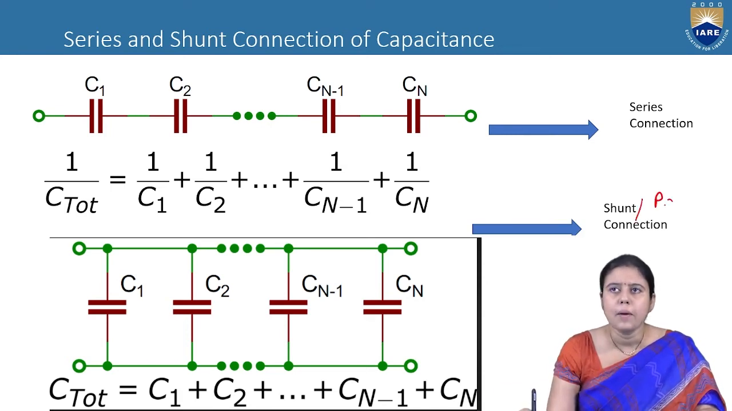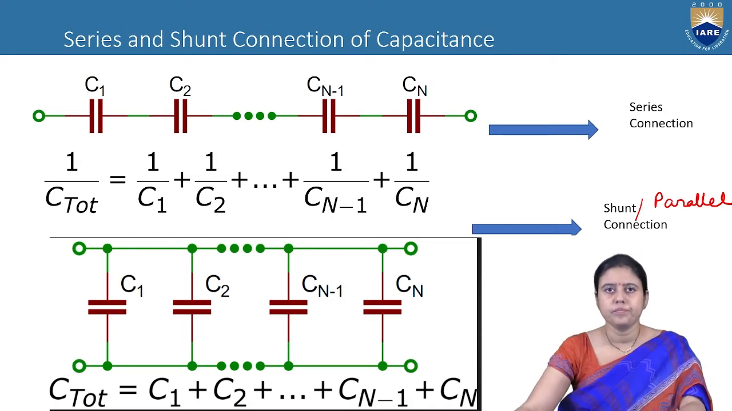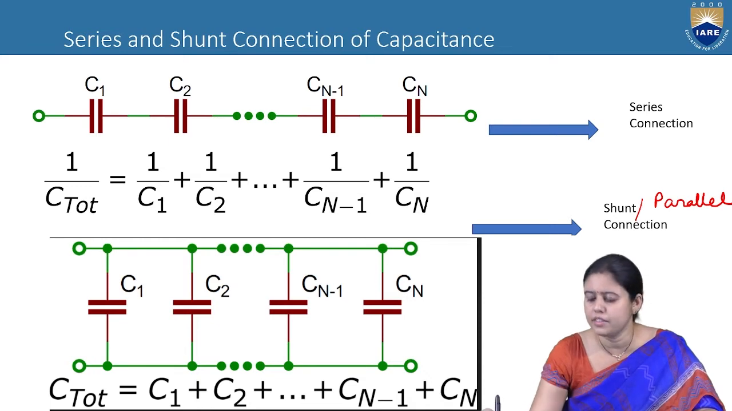We can call it parallel also. So shunt connected or parallel connected. As they are parallel connected, you can see C1, C2, Cn up to n number of capacitances are connected in parallel. So what will be our equivalent capacitance? Equivalent capacitance will be C1 plus C2 plus C3 up to Cn. So this is the shunt and series connection of the capacitance.